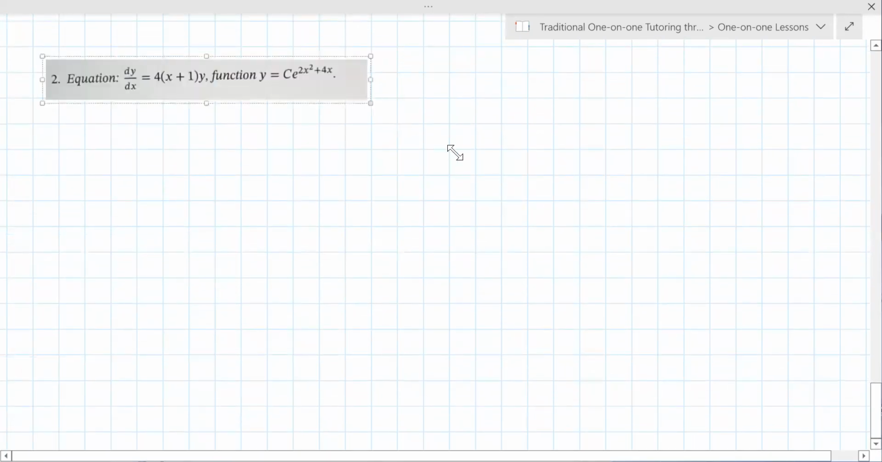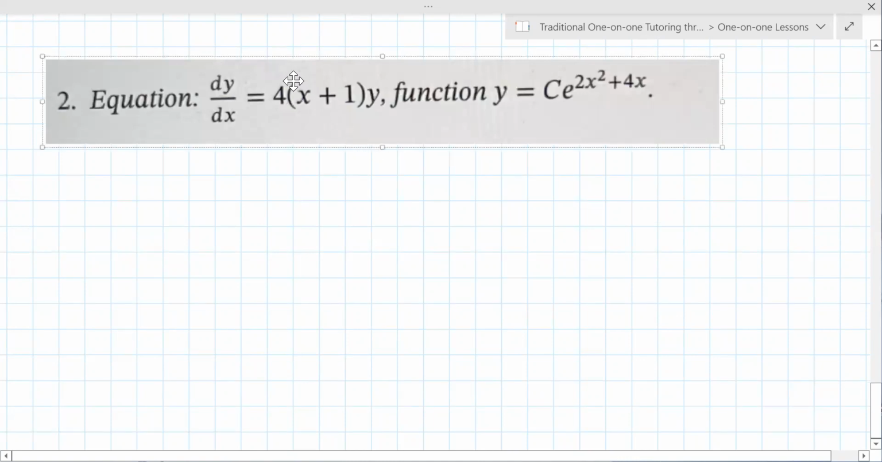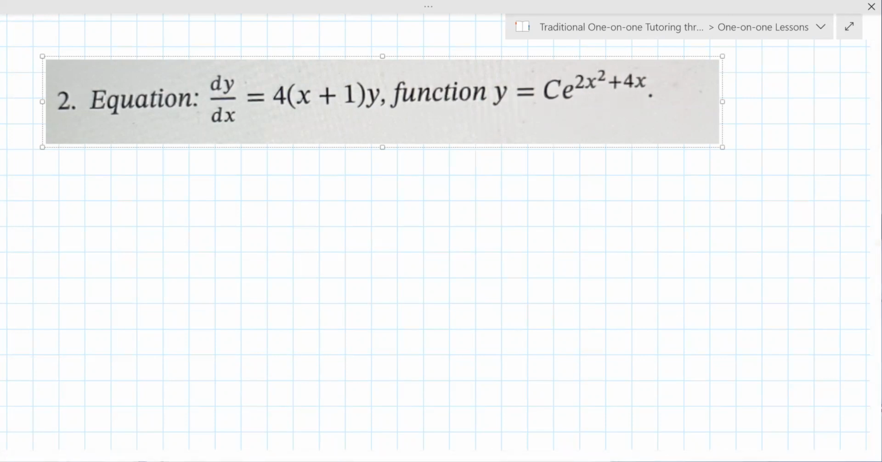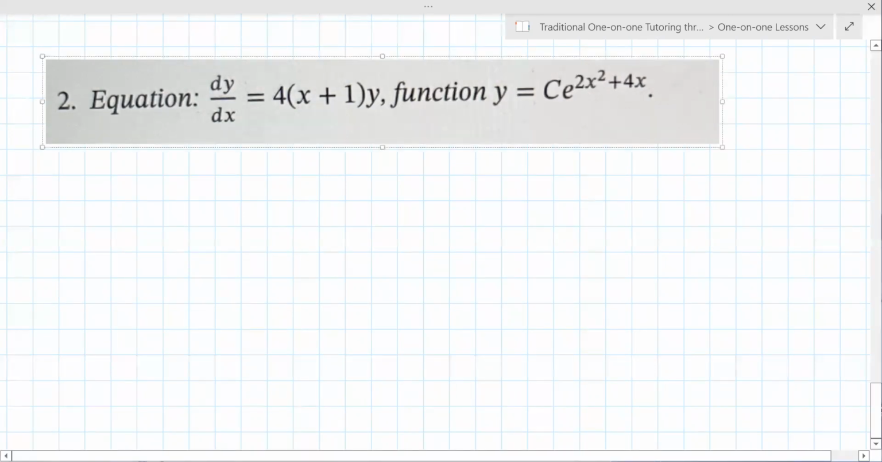So here's number 2, just confirm the equation dy/dx equals (4x plus 4) times y. Here's the function y equals ce to the 2x squared plus 4x. Does that look right to you? Yes, let me get back to it.